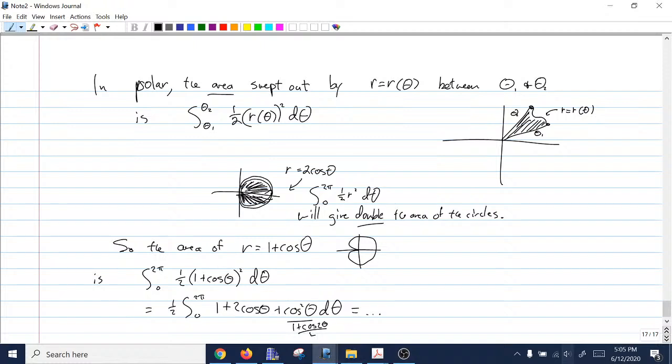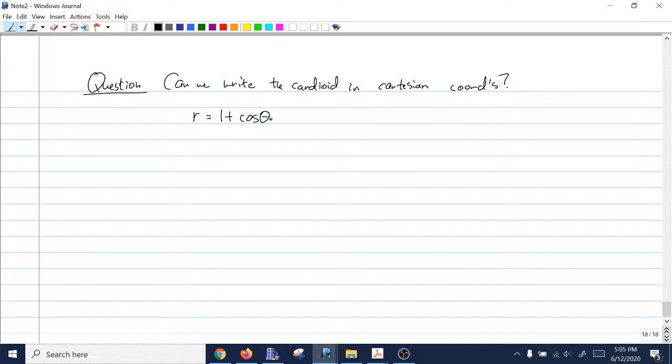Oh, I should do an example like this one. Here's a question. Can we write the cardioid in Cartesian coordinates? Our cardioid, the way we wrote it, was r equals 1 plus cosine theta, right? You can put a sine there instead, and you'll rotate the cardioid some direction. It'll have the same little pinchy heart thing. How would we do that?